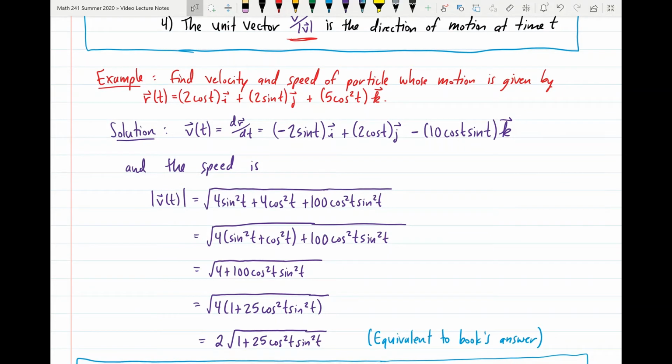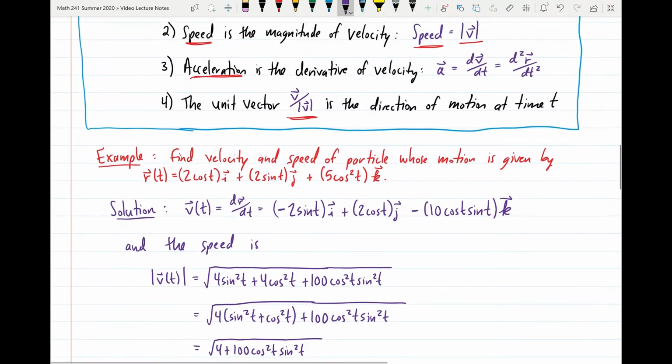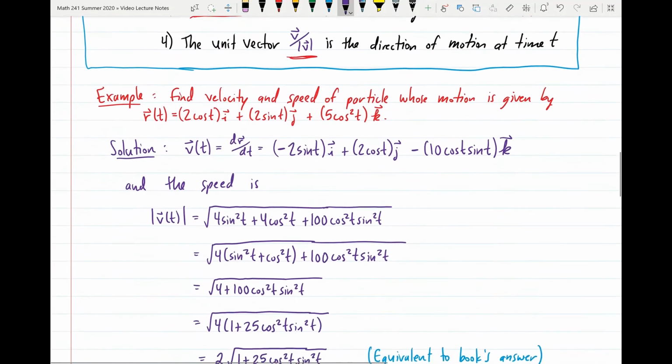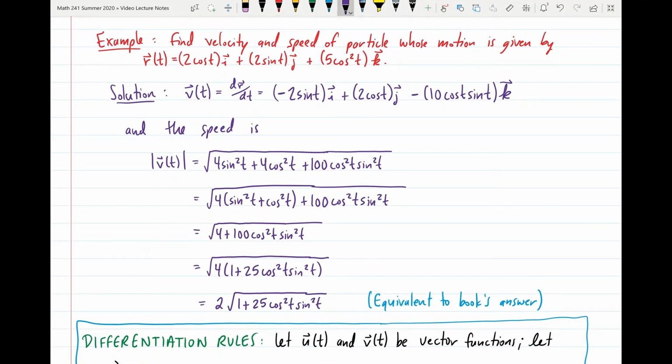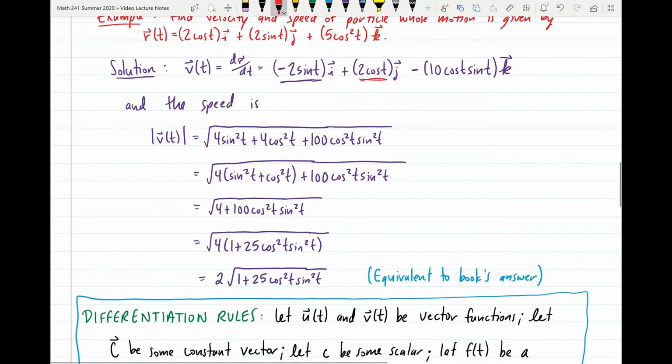So say we want to find the velocity and the speed of a particle whose motion is given by the vector function r of t is equal to 2 cosine t i plus 2 sine t j plus 5 cosine squared t k. Okay, so as we just defined, the velocity function will be given by taking the derivative of r with respect to t. And to find the derivative of r with respect to t, we just take the derivative of each of the components. So the derivative of 2 cosine t is negative 2 sine t. The derivative of 2 sine t is 2 cosine t. And the derivative of 5 cosine squared t will give us a negative 10 cosine t times sine t. So that'll give us our velocity function.